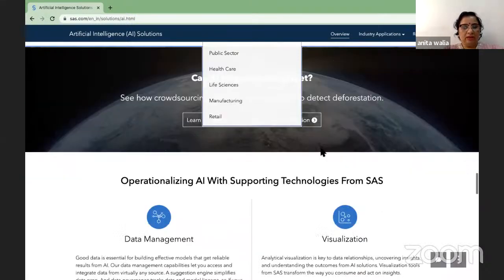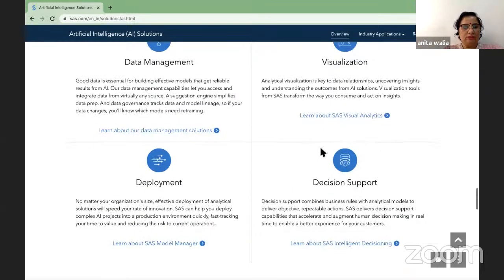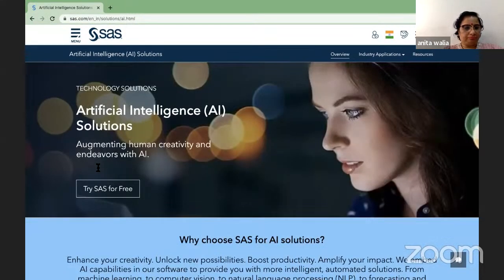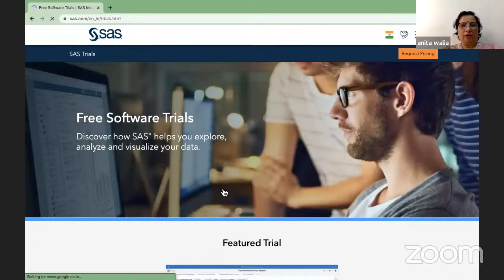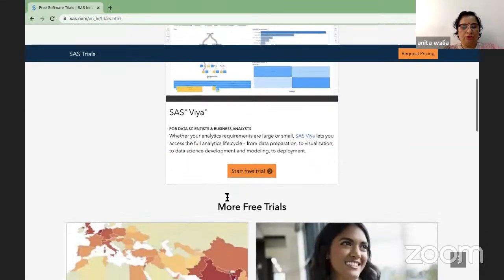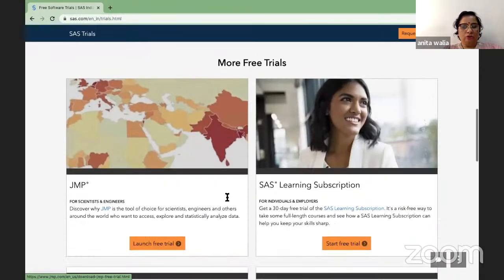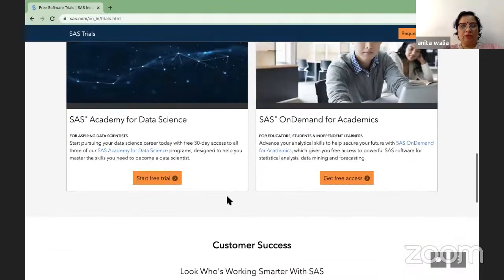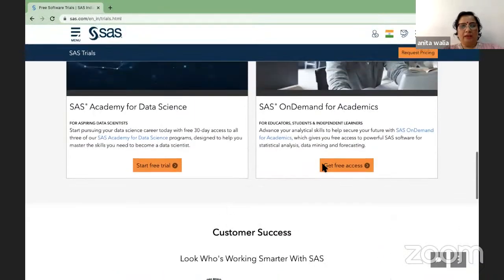So this is a very nice site. I thought of discussing it with you. You can see what they can do. If you click on this, you just have to create a login ID, and you can go through the different kinds of models. You can have a free trial also. You can learn the software also. They give you a free trial. They can give you free access.